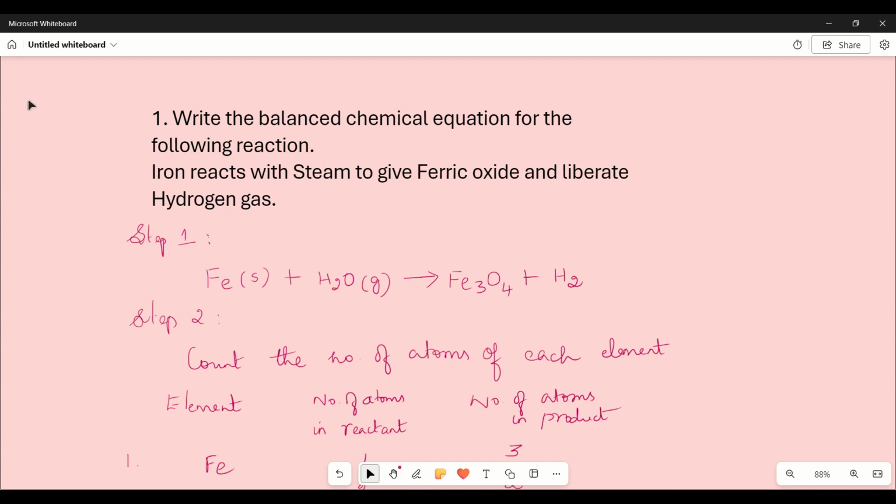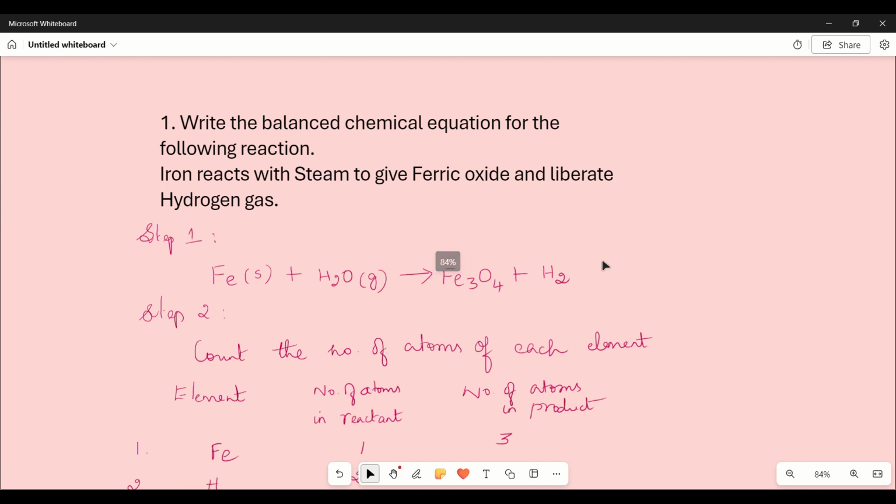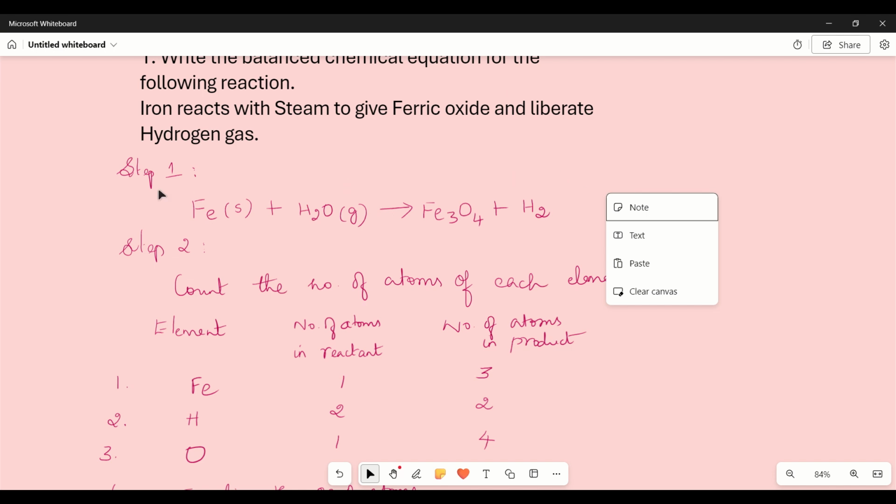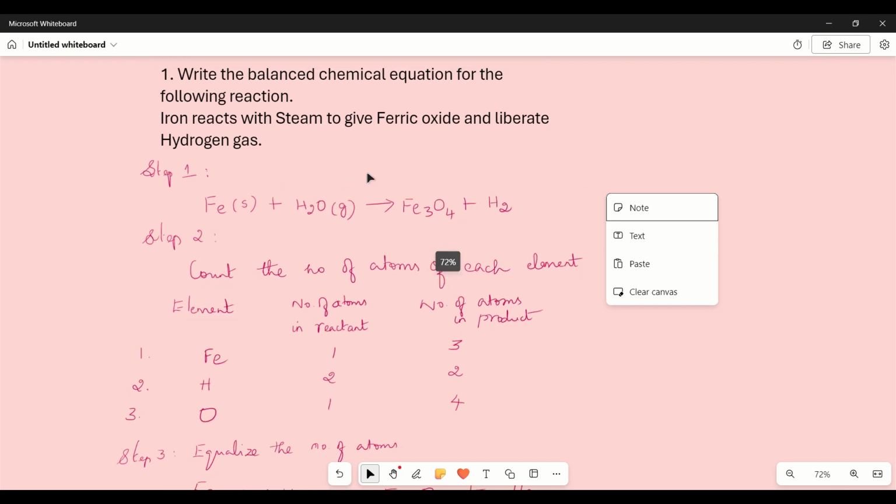Now how to write the balanced chemical equation for this reaction? The steps are very small and simple. The first thing is, we have to remember the symbol for iron. The symbol for iron is Fe, and since iron is in solid state, we have to write the symbol S inside the brackets. So iron is taken in solid form.